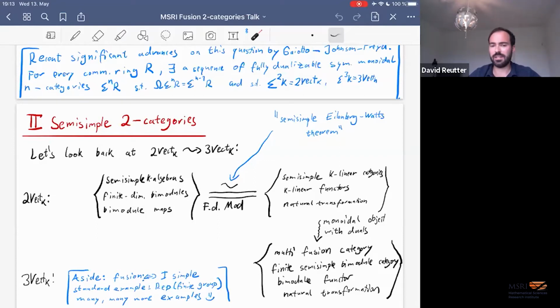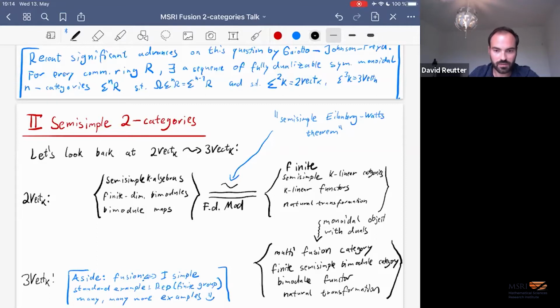And then you get multi-fusion categories by taking this symmetric monoidal 2-category that we have here, 2-Vec, and taking monoidal objects with duals. So a multi-fusion category is really defined to be a finite semi-simple, I should maybe add the word finite here. Basically, everything that I'm saying in the following will always be finite. Take a finite semi-simple K-linear category, add a monoidal structure to it, and require this monoidal structure to have duals. This is what a multi-fusion category is.